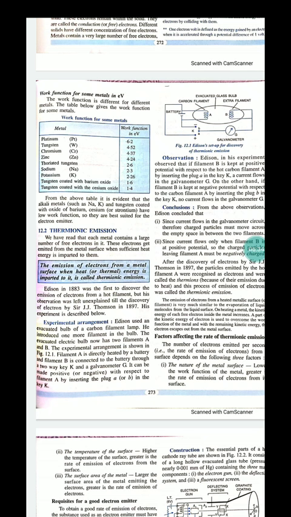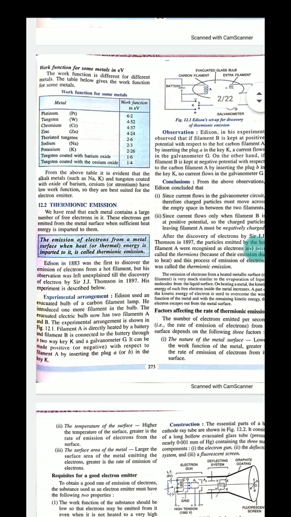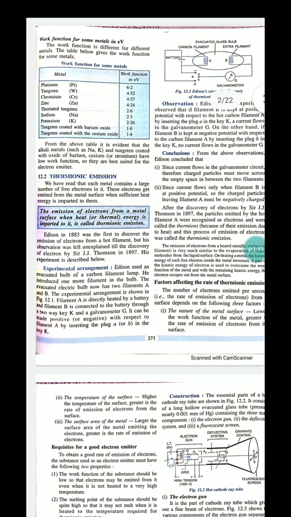Now we have to go through one activity, that means an experiment, which was done by Edison. Edison, in the year 1883, was the first to discover the emission of electrons from a hot filament. He discovered that electrons are emitted from a hot filament. So how did he conclude that the electrons are emitted?